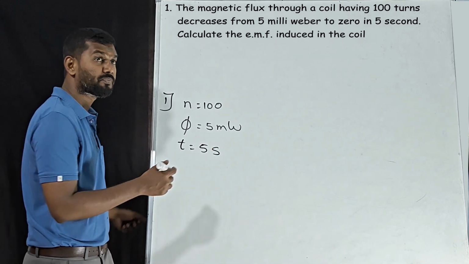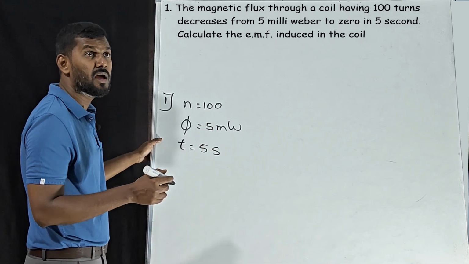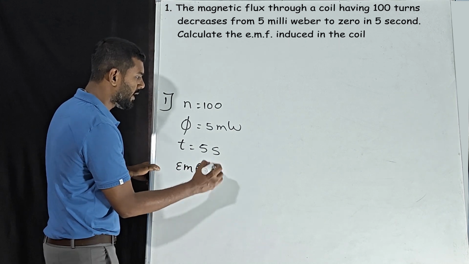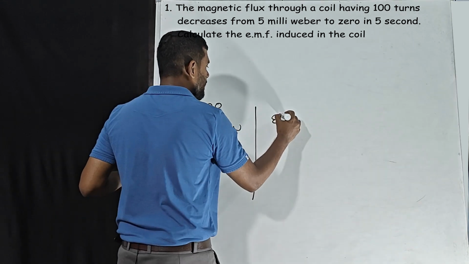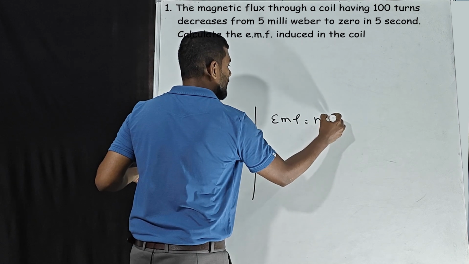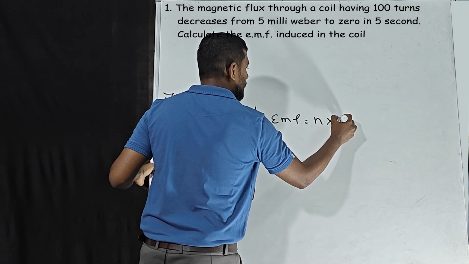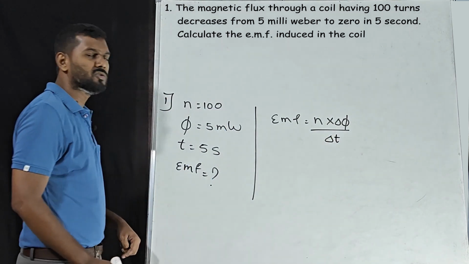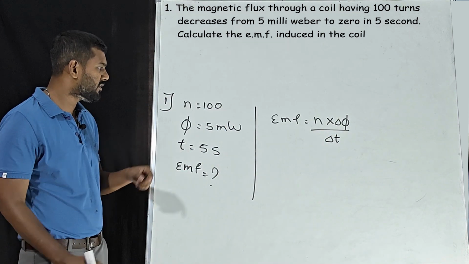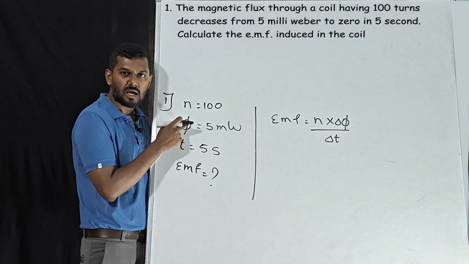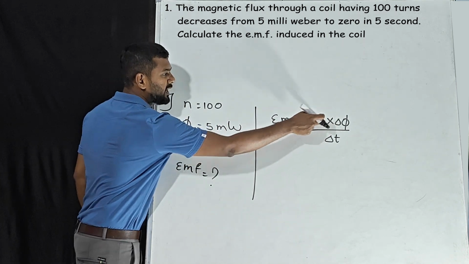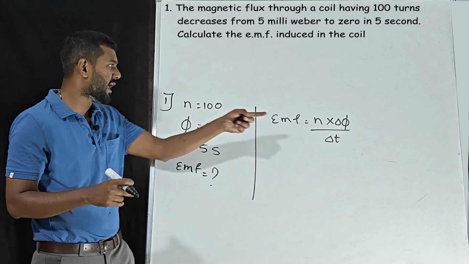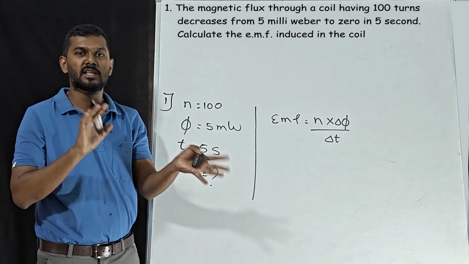So what is the formula? We have to calculate the EMF induced. So EMF we have to find. EMF is equal to N into delta flux by delta T. See here, whenever they give this delta, the delta means change. The triangle we call delta. If you see any triangle, that means there is a change in the value.